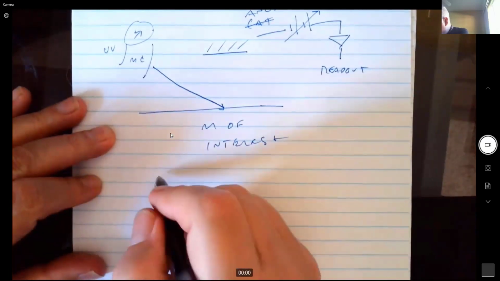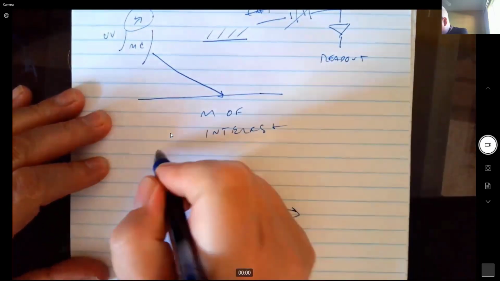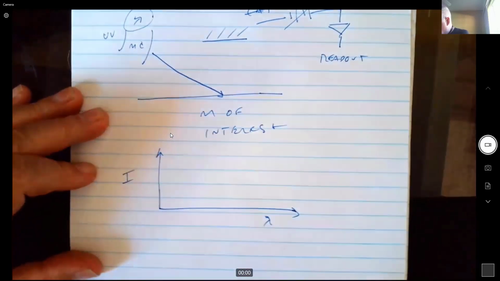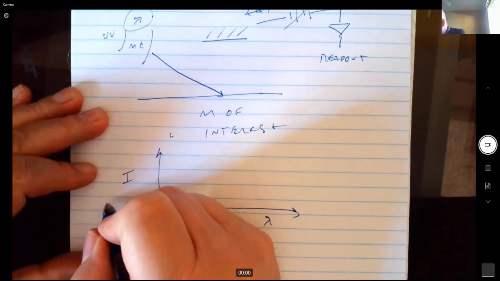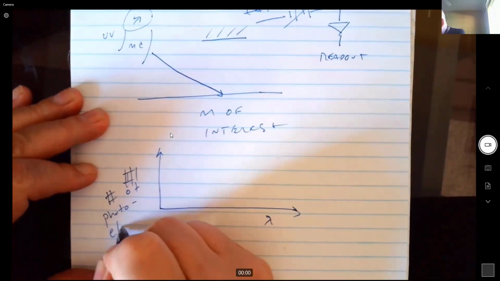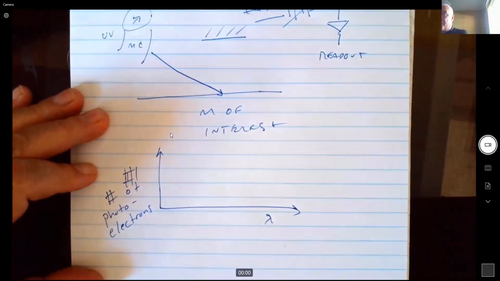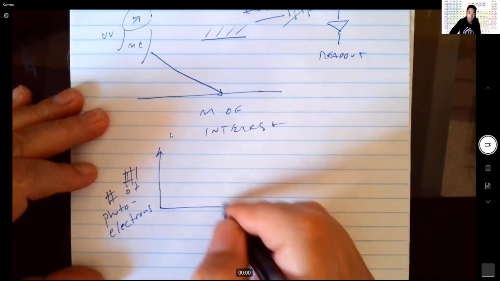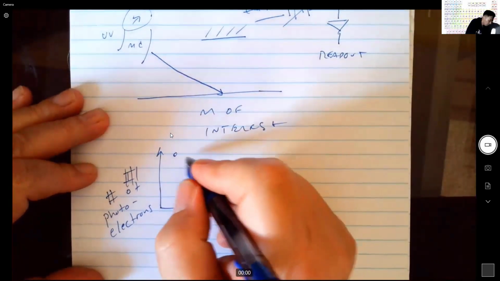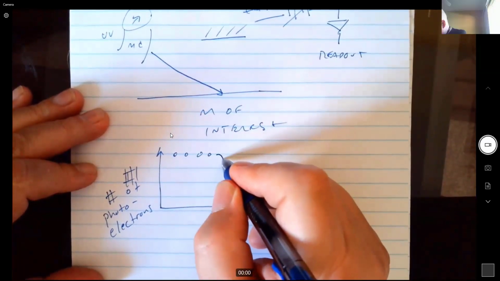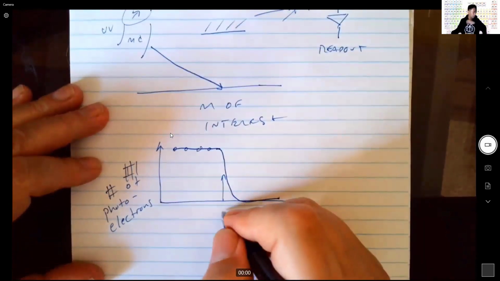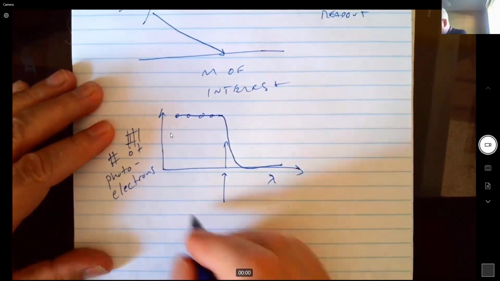And what happens is that if you irradiate this metal with a certain wavelength, you plot the number of photoelectrons on the y-axis. For a given wavelength of light, there may be a lot of photoelectrons, and then at a given wavelength the intensity of photoelectrons will drop off. And this cutoff here has to do with the metal.